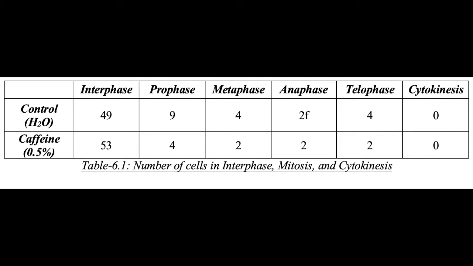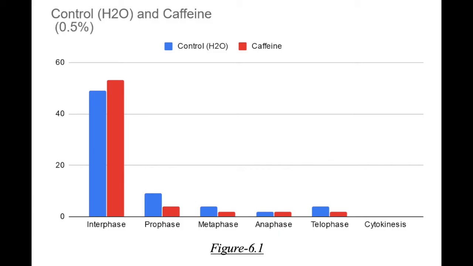So now from this data table I made a bar graph so that we can compare the stages in caffeine and water, how they relate to each other. The water is the control and caffeine is our independent group. In interphase we see there's more in the caffeine than the water. Prophase, there's more in water than caffeine. Metaphase is more in water than caffeine. Anaphase is about equal in water and caffeine. And telophase, there's more in water than caffeine, and there's no cytokinesis.